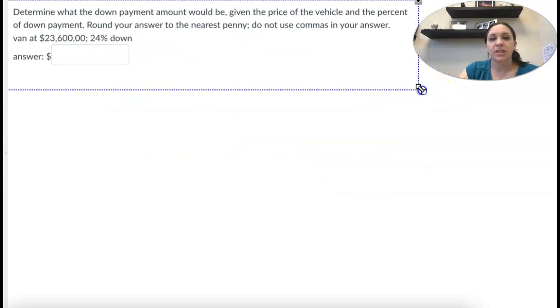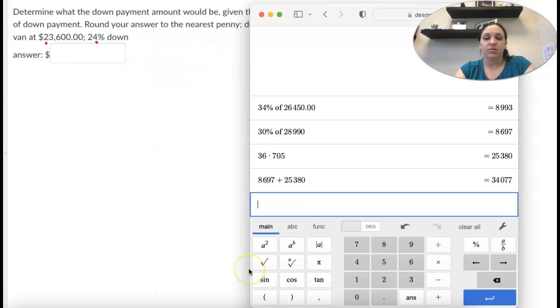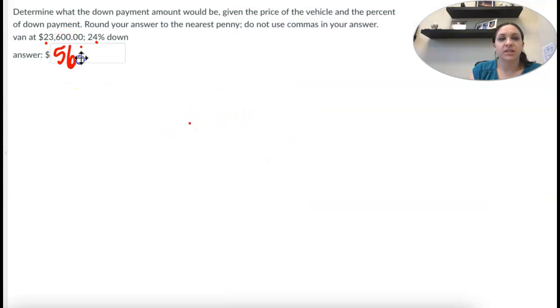So determine the down payment. So this time we're just figuring out what is the down payment of this vehicle. So it's a van that costs $23,600, and we're putting 24% down. So 24% of $23,600. $5,664 and no cents. That'll be 24%.